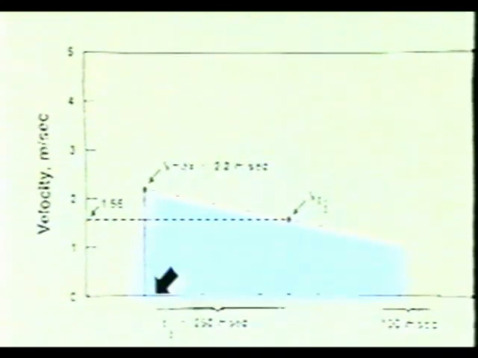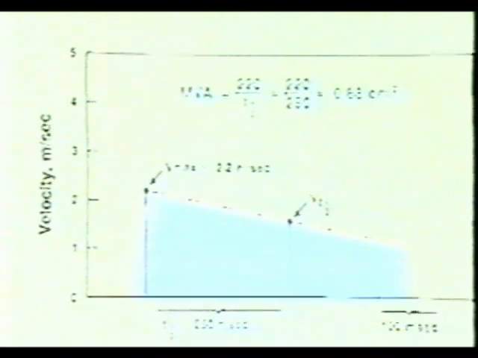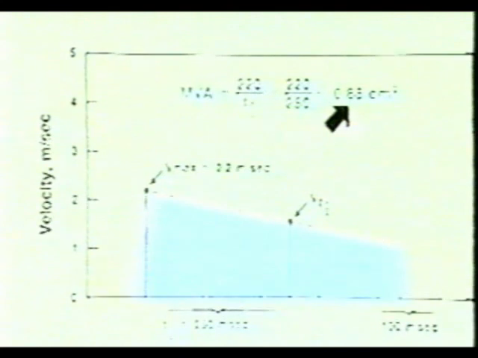The distance between the two perpendiculars is our pressure half-time, 250 milliseconds. This is identical to that which we calculated using the more laborious pressure curve method. Using the formula for mitral valve area, 220 divided by the pressure half-time, we calculate a mitral valve area of 0.88 centimeters squared.